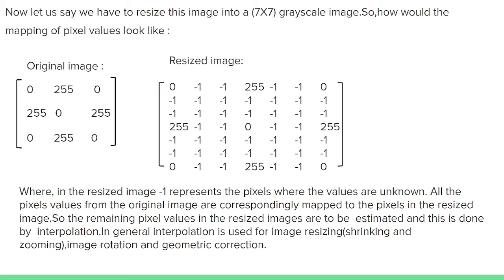And how would the pixels now be mapped? The simple logic could be to retain the pixel values of the original image. So whatever the original pixel values were, they will be correspondingly mapped to their position in the new image. And what about the newly introduced pixels? Their intensity values have to be found out, and this is where interpolation comes into the picture. Generally, in image resizing, image rotation and geometric correction, we use interpolation.